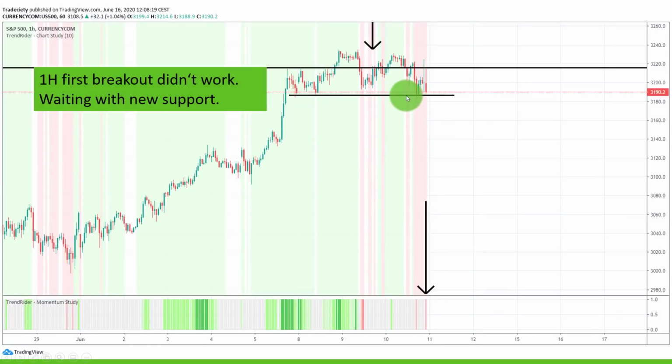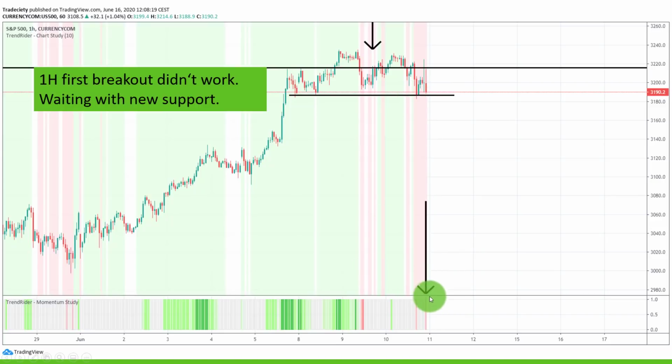You can see the first entry didn't work out. This was the first candle here. The market went against you and probably would have stopped you out, depending on your stop loss size. But that's totally fine. We adjust our support level. Now we are having a horizontal support level. Once again, we connect this support and this support and adjust for the latest support area. And now we are back at waiting mode. We want to see a breakout.